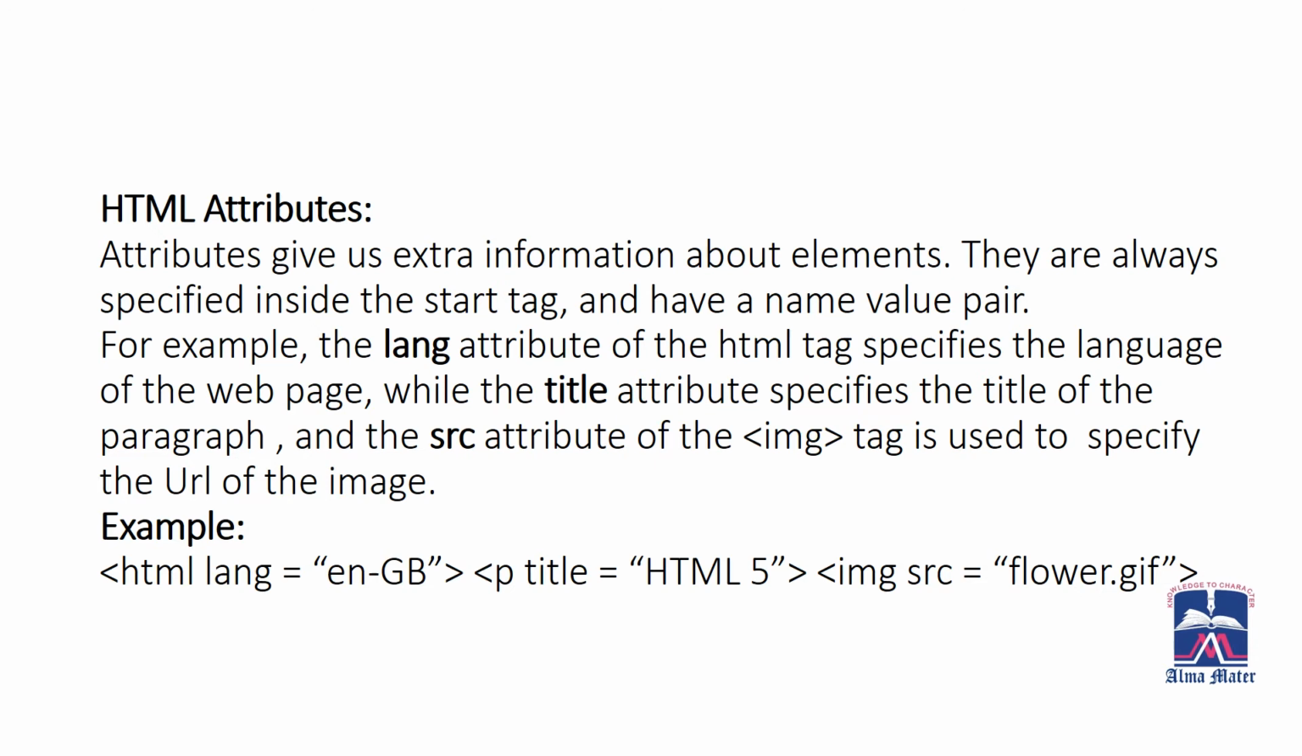And the src attribute of the image tag is used to specify the URL of the image. For example, if you have copied any image from the website in your HTML coding, so basically the src attribute shows you its URL. Then examples are HTML lang is equal to en-GB. It means you have assigned a specific language to your website. Then P means paragraph, title is equal to HTML5.